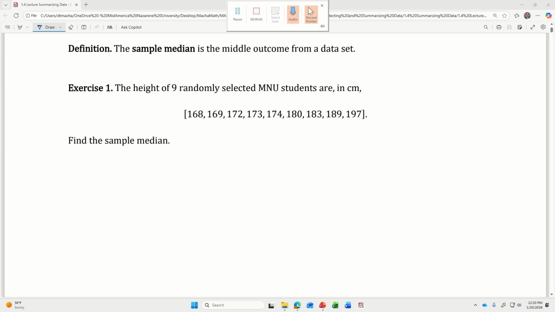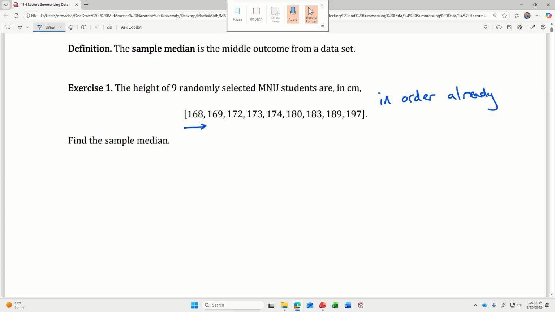All right, the sample median is the middle outcome from a data set. So the heights of 9 randomly selected MNU students are in centimeters, just because that's easier than feet and inches. This is in order already, from least to greatest, right?